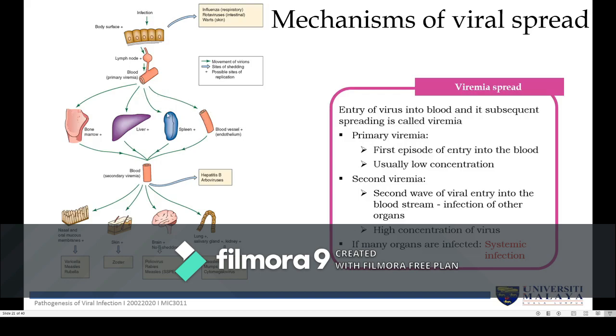Usually in the lower concentrations. And then it will go to the second viremia, which is the second wave of viral entry into the bloodstream, with infection of other organs. Usually it is a high concentration of the virus. If many organs are infected, then we call it systemic infections.